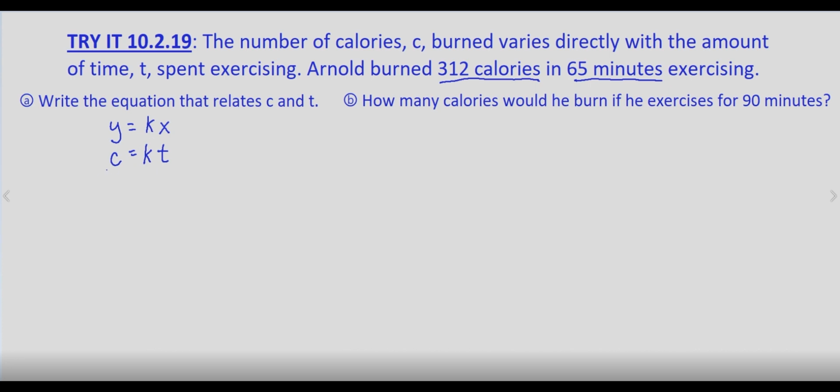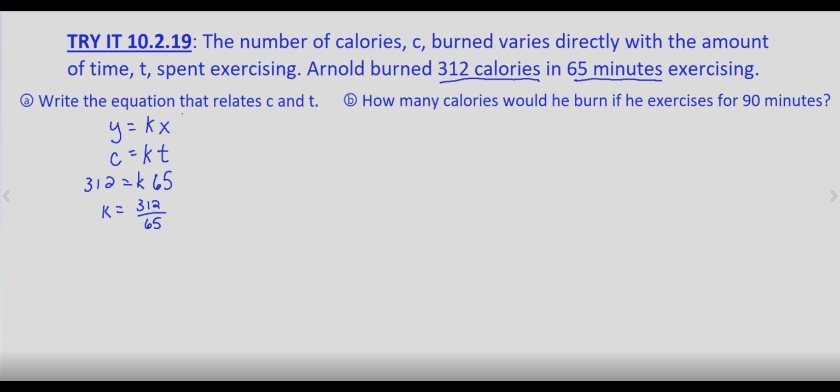Now, in our given information, we're told that Arnold burned 312 calories in 65 minutes exercising. So our C in this case is 312, and our T is 65. So we substitute those into our equation, and then we solve for our constant of variation, k. So if we divide both sides by 65, we get k equals 312 divided by 65.